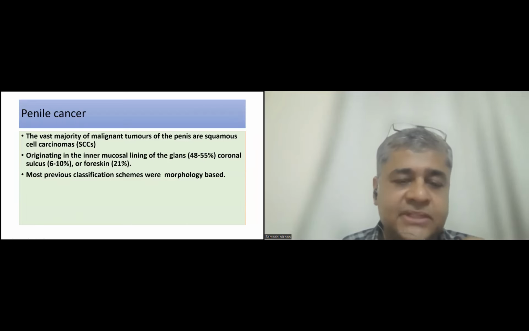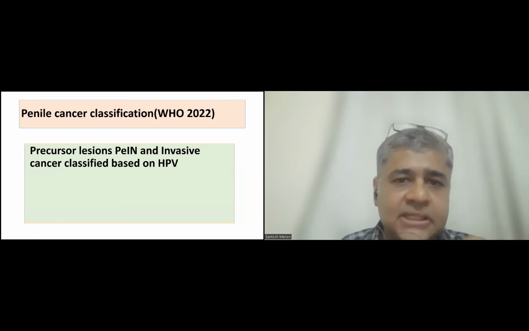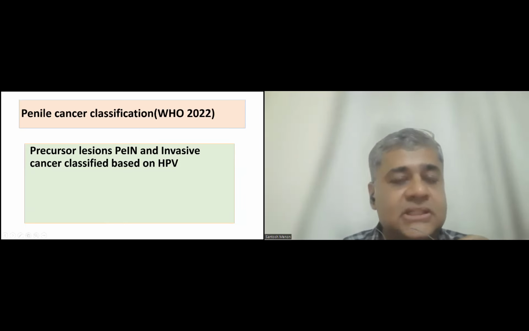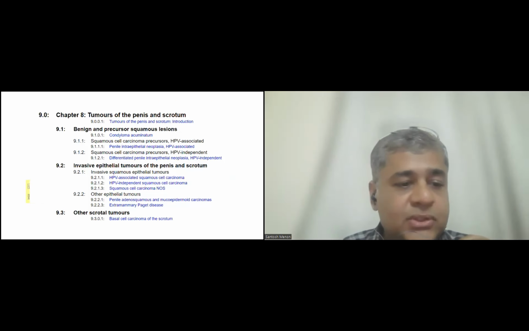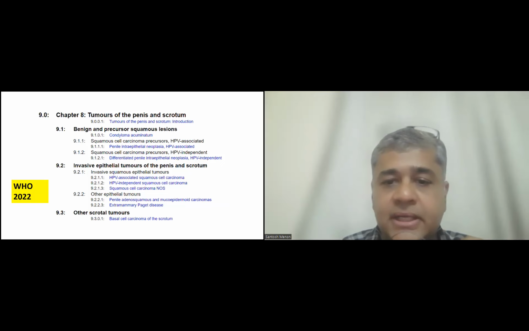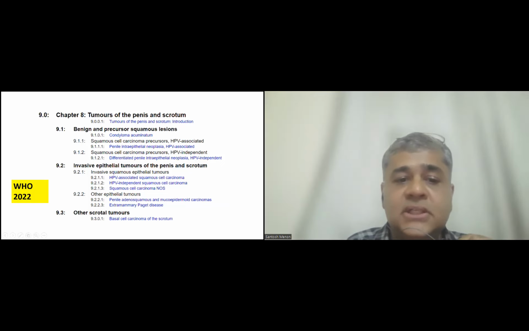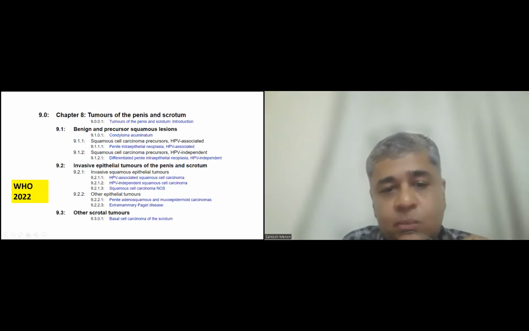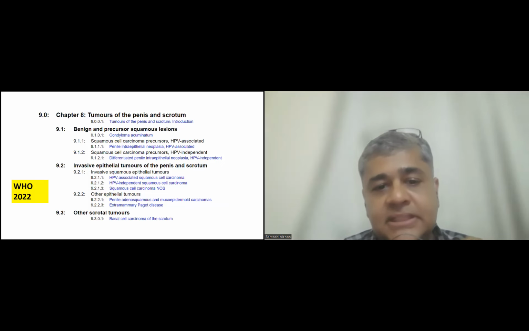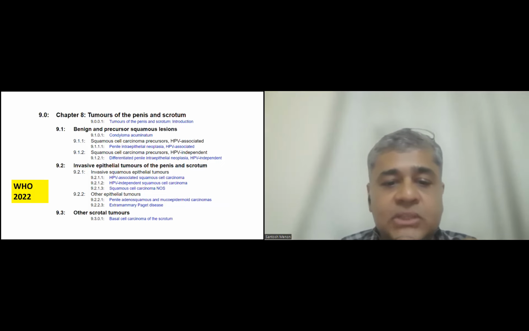Most of the previous classification schemes were morphology based, but in 2016 to be precise, the precursor as well as invasive squamous carcinomas have been classified based on HPV. And this is the latest WHO 2022, a picture from the online edition. You can clearly see that invasive epithelial tumors, just like the precursor lesions, are divided into HPV associated squamous cell carcinomas and HPV independent squamous cell carcinomas.